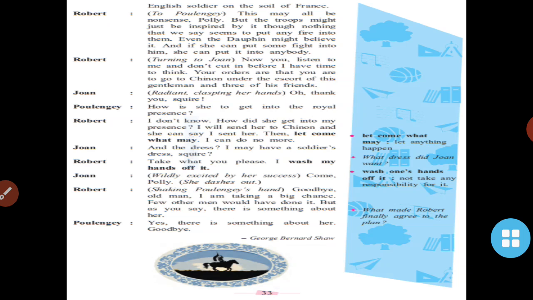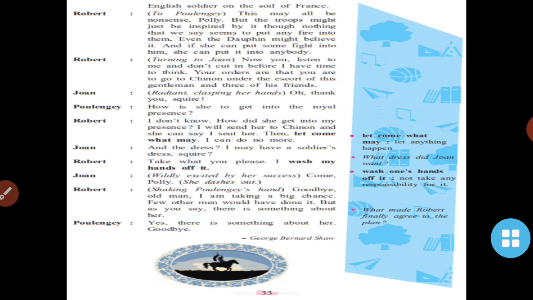Okay, John is saying, and the dress she is asking for dress. I may have a soldier's dress, Squire. Means I'm going to get a soldier's dress to wear, like all soldiers are wearing. Robert: Take what you want. Okay, take what you please. I wash my hands of it.